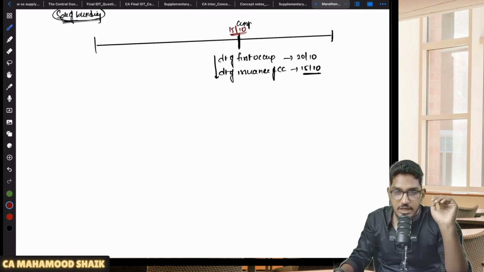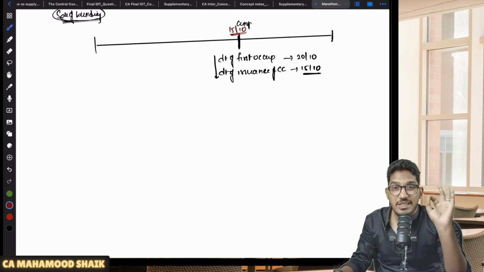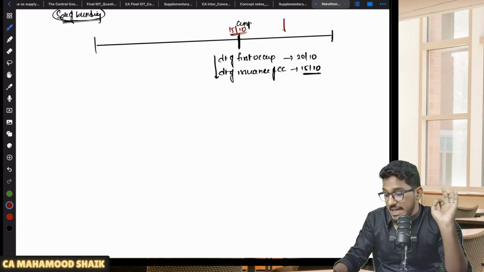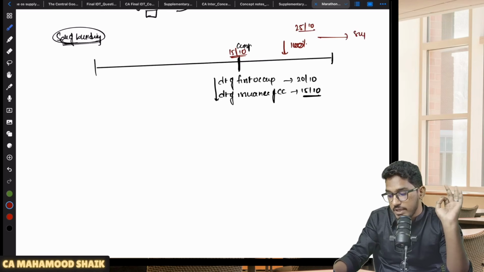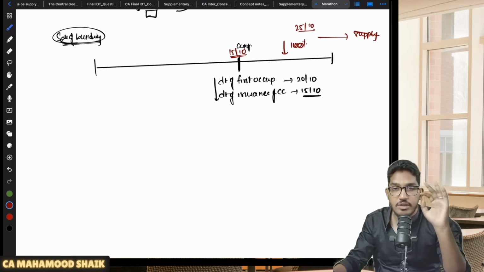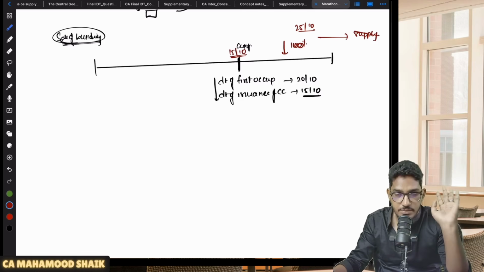Once you have determined the cutoff date, you need to check when the consideration is received. If the entire 100% of the consideration is received after the cutoff date, let us say the entire consideration has been received on 25th of October, then it is not considered as supply at all. Not even supply of goods, not even supply of services. It is outside of the GST purview.